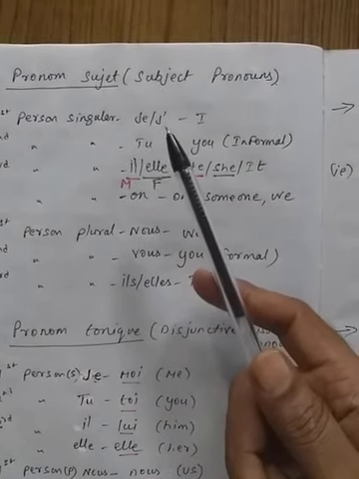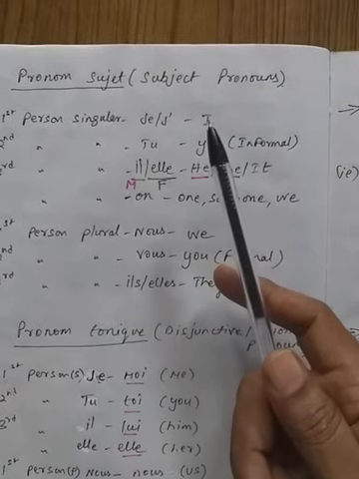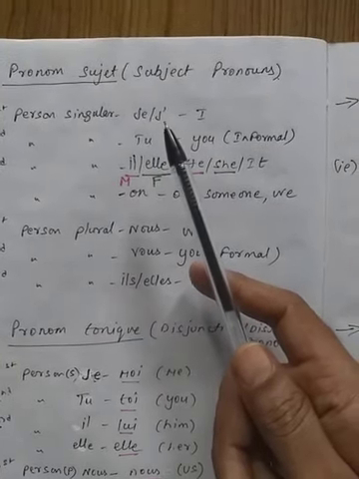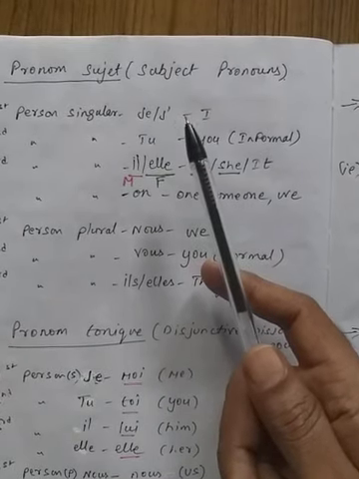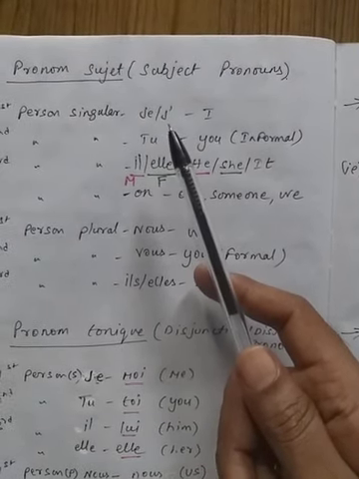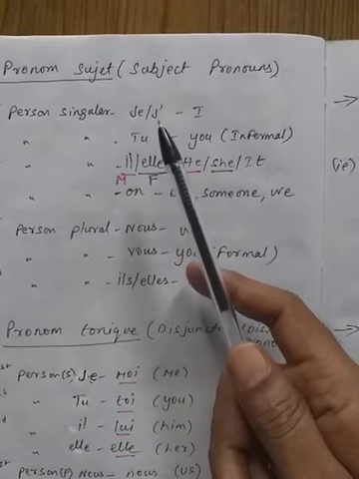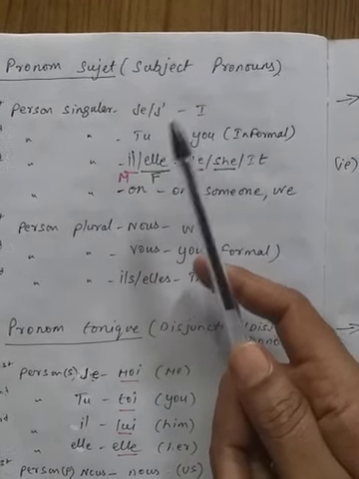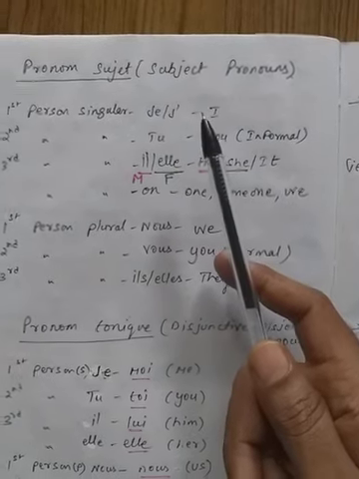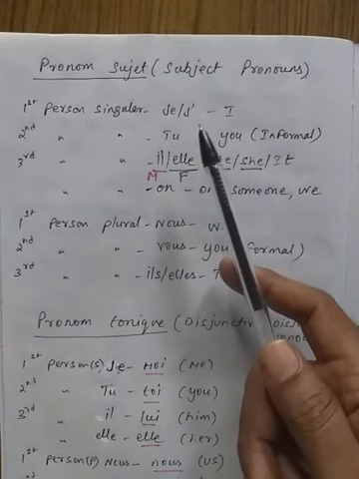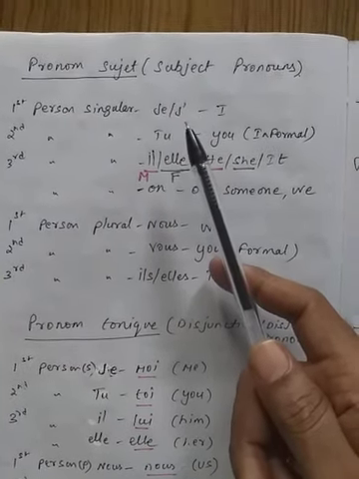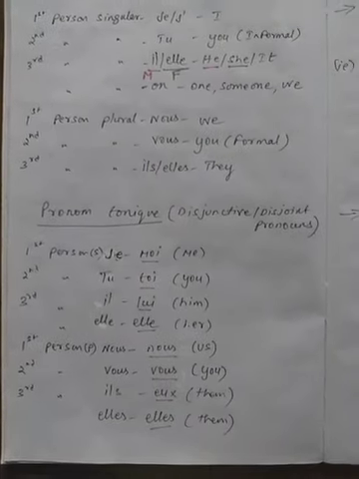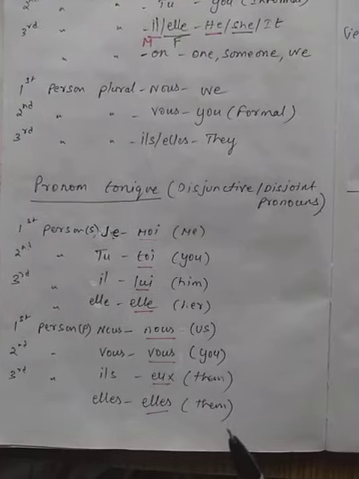Je or j apostrophe have the same meaning, both I. If the next verb starts with a vowel, je changes to j apostrophe. If not, you use je. The verb will come after the subject. If the following verb starts with a vowel, then the e will go off, and je becomes j apostrophe.